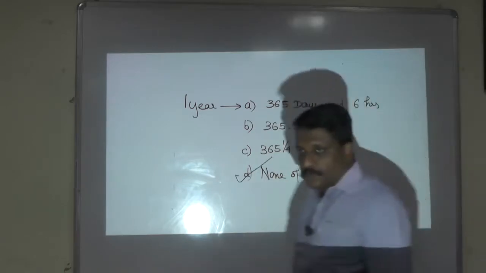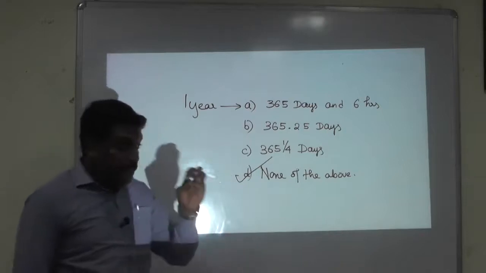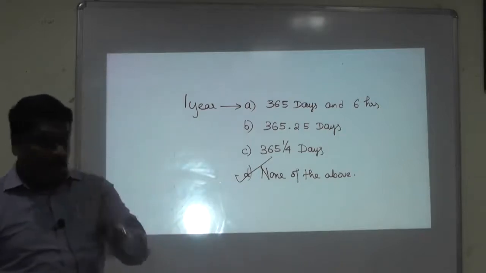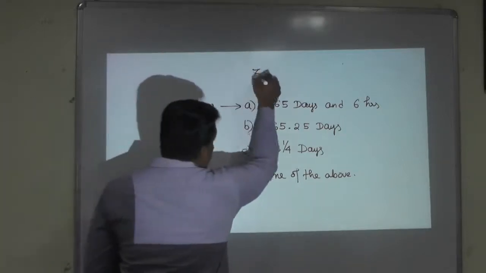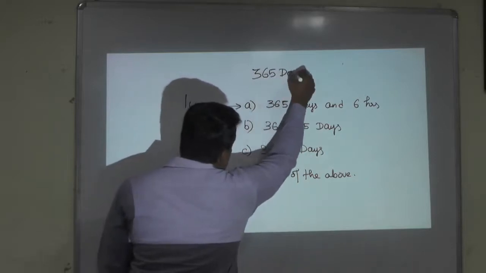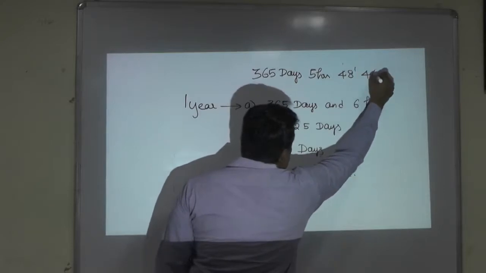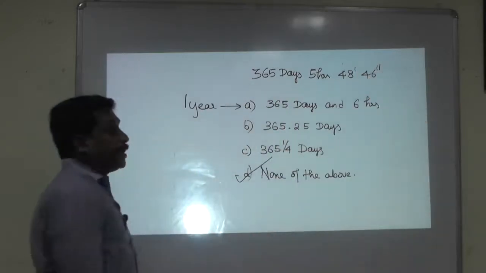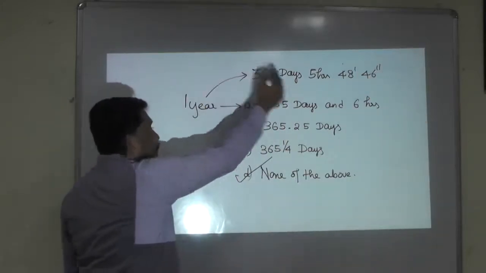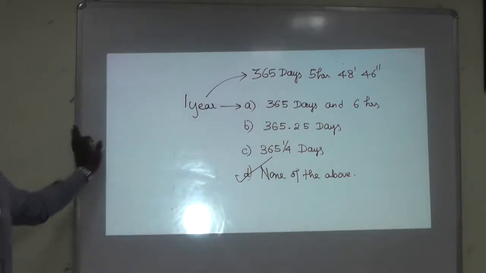But if I tell you what exactly is the answer: none of them. Because if you ask me what exactly is the time taken by Earth to complete one revolution, it is 365 days, 5 hours, 48 minutes and 46 seconds. This is 1 year.